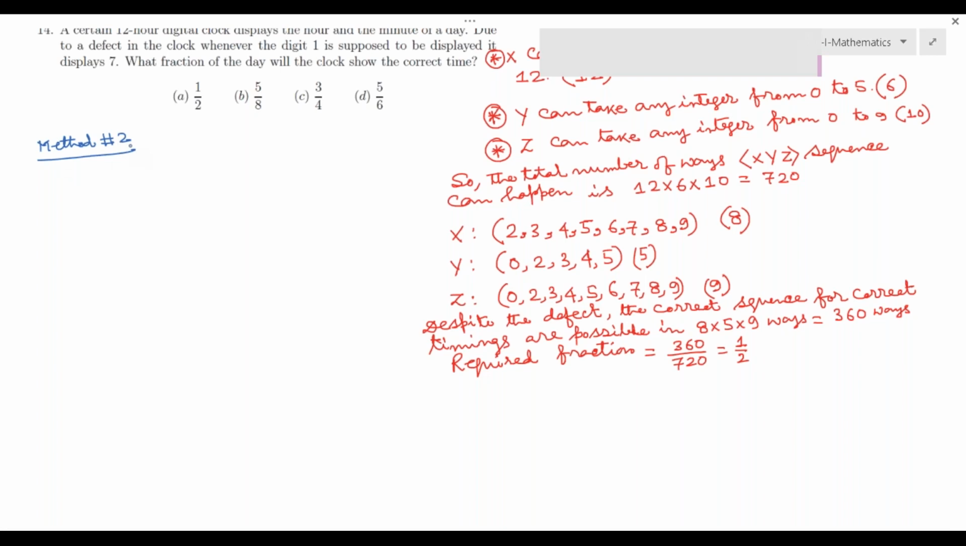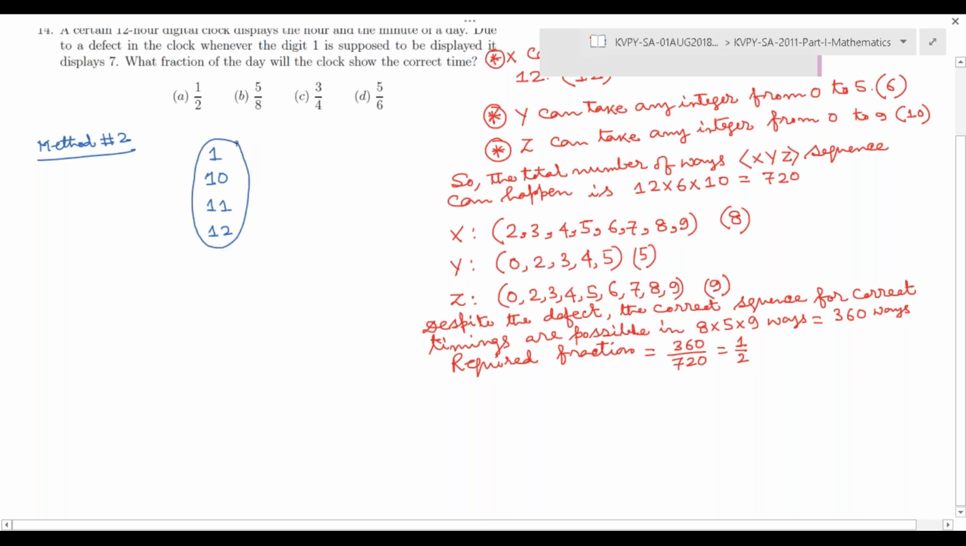In method 2, I would like to view the problem in a completely different manner. Here is my thought process. The clock will display the incorrect time on the hour hand whenever 1 appears in the digital clock, which is quite obvious because that is what is mentioned in the question, that 1 appears as 7. So what are the possible cases? It can happen for 1, 10, 11, 12. These are the hour values, and it can happen for both day and night.